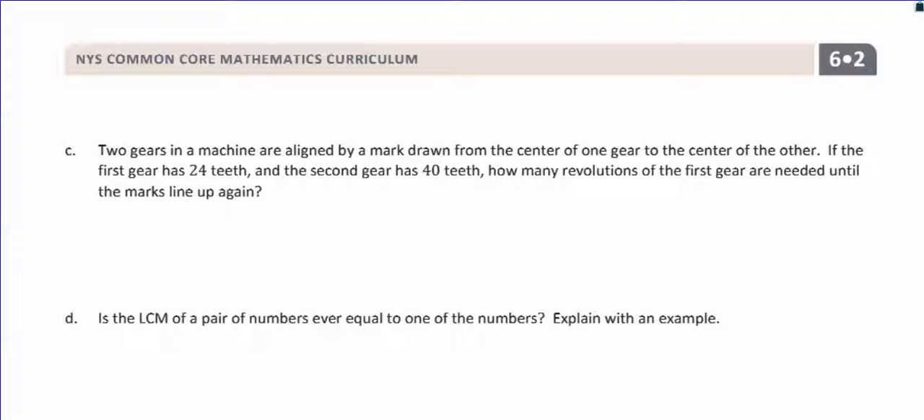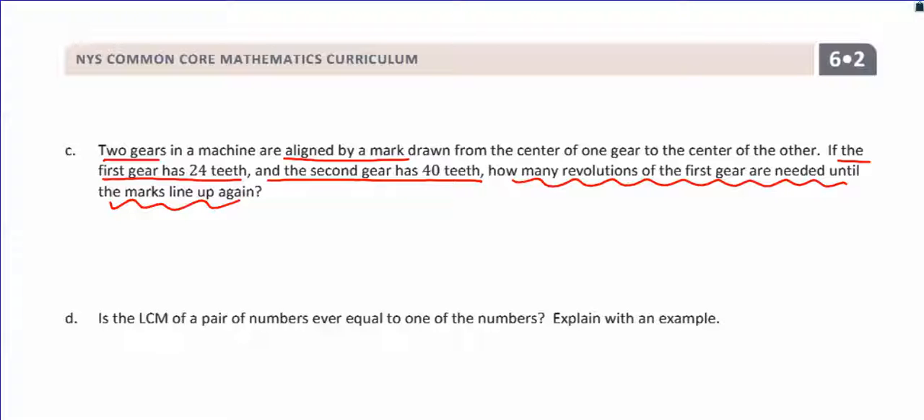So this is one I definitely want to picture. We have two gears, they're aligned, essentially, and it says, if the first gear has 24 teeth, and the second gear has 40 teeth, how many revolutions of the first gear are needed until the marks line up again? So one more time. Two gears in a machine are aligned by a mark drawn from the center of one gear to the center of the other. If the first gear has 24 teeth and the second gear has 40 teeth, how many revolutions of the first gear are needed until the marks line up again?